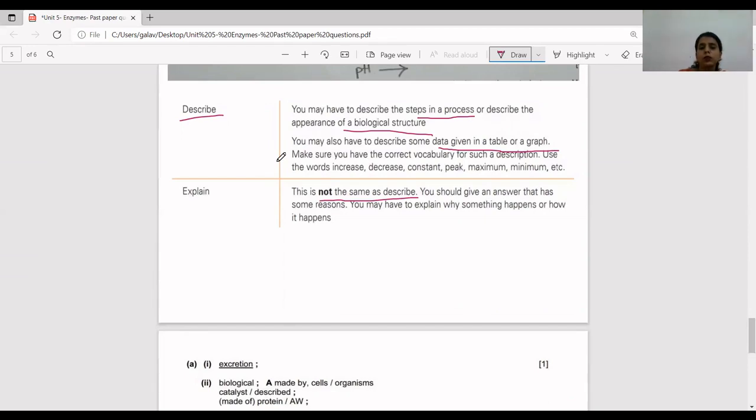You have to quote data from the graph or table. But in case of explain questions, you have to explain the reason behind such a pattern of the graph. You should give an answer that has some reasons. You may have to explain why something happens or how it happens. So you have to explain why you're getting so and so curve or so and so pattern in the graph. You have to explain the reason behind getting such a pattern or curve in the graph, why something happens or how it happens.